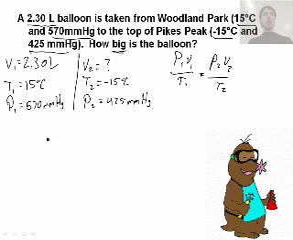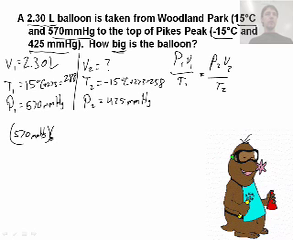Okay, so let's plug our numbers in. We're going to have to do something first. We have to add 273 to our temperature to get Kelvin, because we always use Kelvin. Always Kelvin. So 273 plus 15 gives us 288 for our initial temperature, and 258 for our final. So let's plug these values into our equation. P1, 570 millimeters mercury.